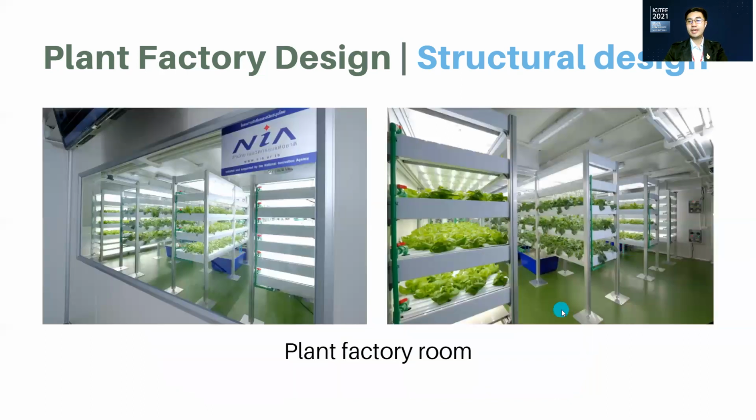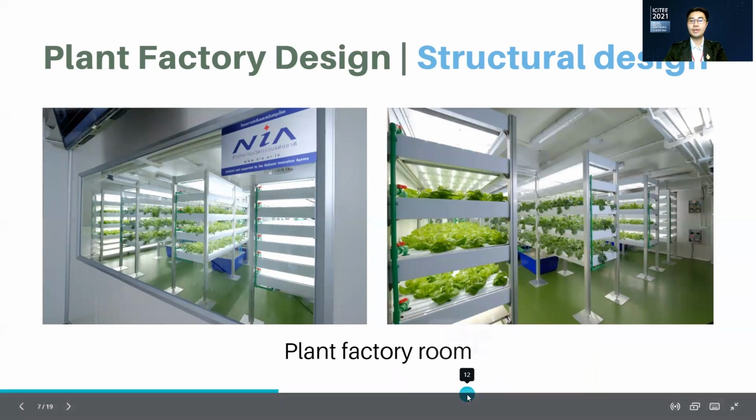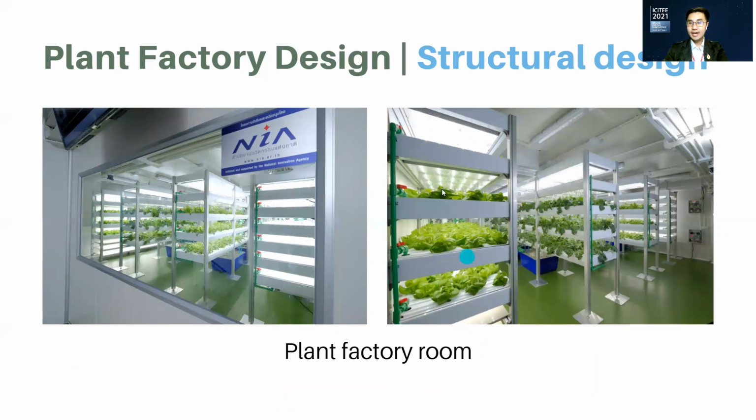This is an example picture from our plant factory room. This is the outside of the room, and this is the inside of the room. You can see that for one crop, we have 4 levels for planting each plant.